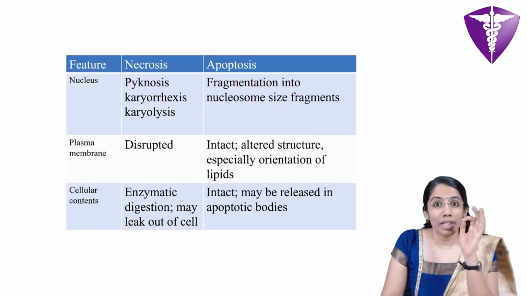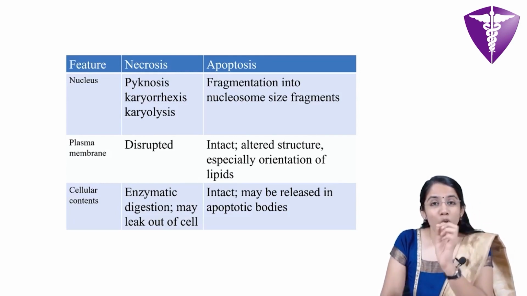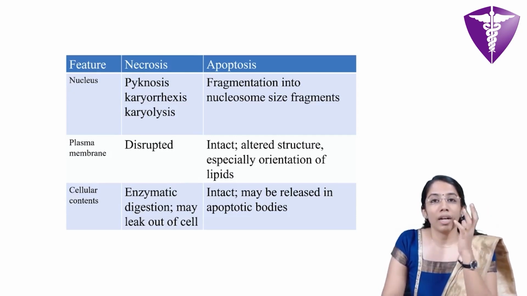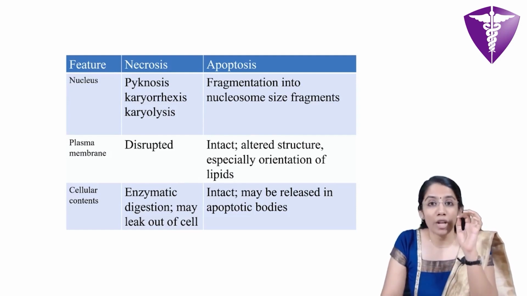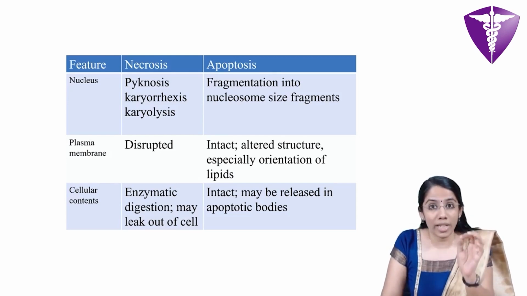Let's start at the level of the nucleus. In apoptosis, the nucleus is fragmented into nucleosome size fragments. But in necrosis, there can occur pycnosis, that is condensation of the nucleus, karyorrhexis, that is fragmentation of the nucleus, and karyolysis, that is fading away.